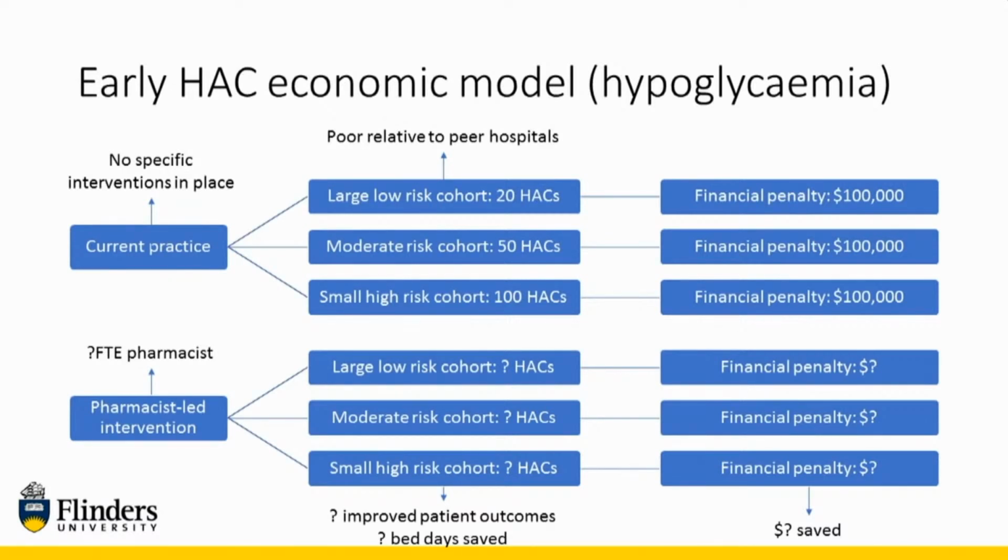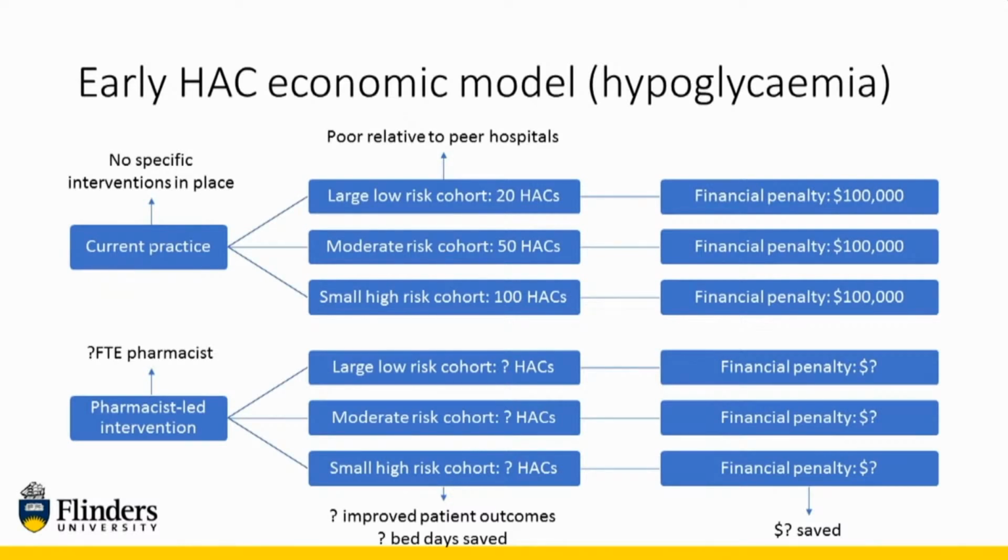And then we can see the financial penalties. And so just using the data that we've got initially, we can make some quick and dirty estimates of what we think the potential and likelihood of improvement might be in terms of what might be the type of intervention, whether it's a pharmacist-led intervention. What's our first quick and dirty estimate of the likelihood of reducing HACs in these different categories, the flow-on effects to financial penalties, as well as thinking about improvements in patient outcomes.